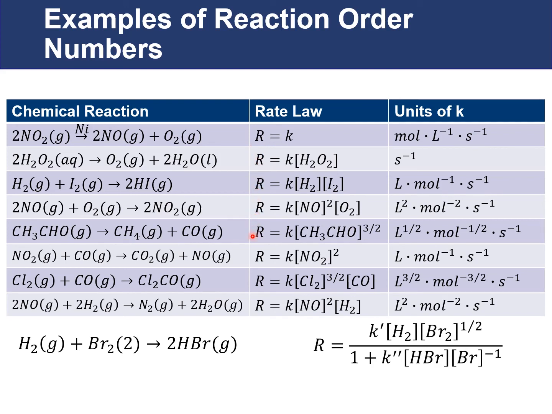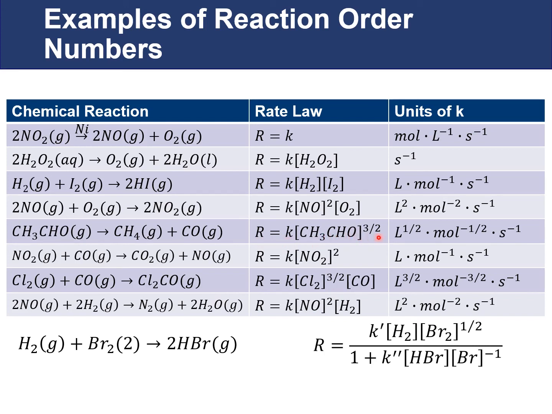Looking down a little bit further, we see an example here of our particular reactant decomposing into methane and carbon monoxide. This has a fractional order, right? So fractional orders are perfectly normal. They occur all the time. There's nothing wrong with them. What that does to our units on K is you can see our rate needs to have units of moles per liter per second. So the purpose of K is to get rid of the extra units, right?